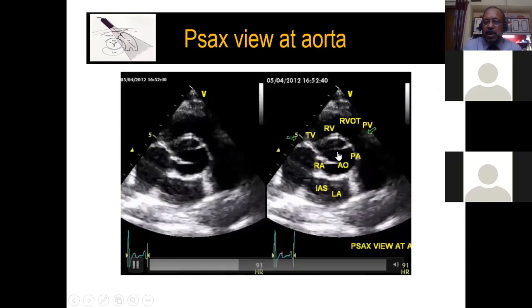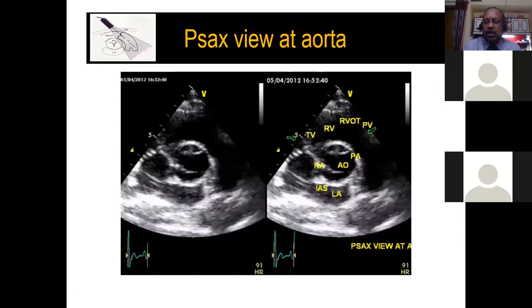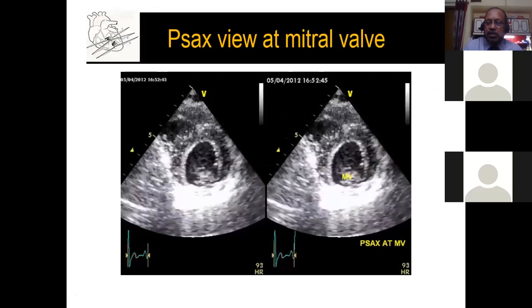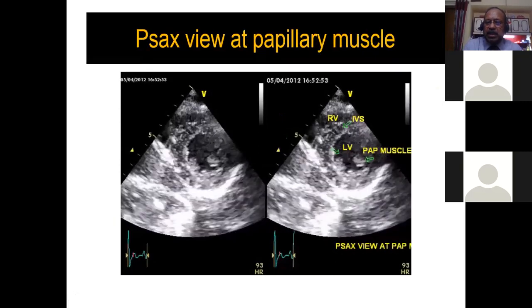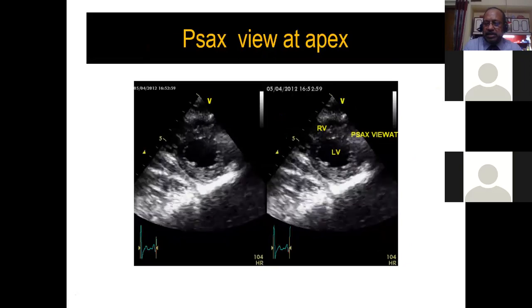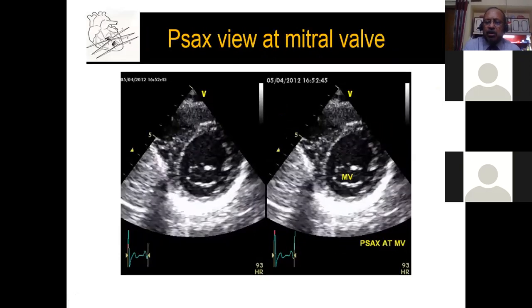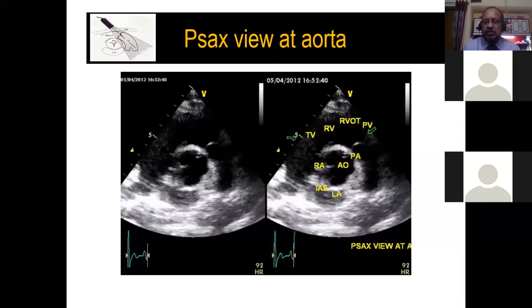And as we tilt back and let the footprint start looking from the right shoulder to the left hip, the first thing we come across is the mitral valve. Then we come across the papillary muscles, and then we come across the apex. These four images make a lot of difference when we are talking about these particular views.